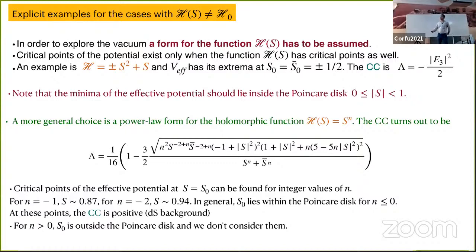And let me show you here two examples. One is like this, one is this example. So you see a polynomial form. Then we find the AdS vacuum. And let's consider a quite more generic example, which is a monomial with n a free parameter. Then we find the cosmological constant given by this expression. But what is important is that the positive values for n are ruled out, because when we extremize the potential, we find that the S value of the vacuum is outside the Poincaré disk, so we don't consider them. On the other hand, we can consider only negative values for the power here. Okay, so this is a comment about the form of the holomorphic function.